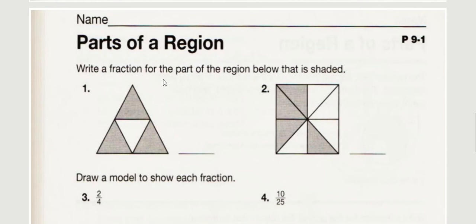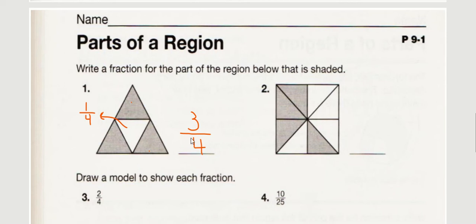Here, write a fraction for the part of the region below that is shaded. Okay, here we have a triangle that is divided into 1, 2, 3, 4 equal parts. So it is 4, the denominator. And how many shaded parts for the numerator? 1, 2, 3 parts. Okay, if I asked you to write a fraction for the part that is not shaded, how can we describe the part that is not shaded? Good. The part that is not shaded is 1 part of the 4 parts, right? So it's 1/4, while 3/4 of the parts are shaded.